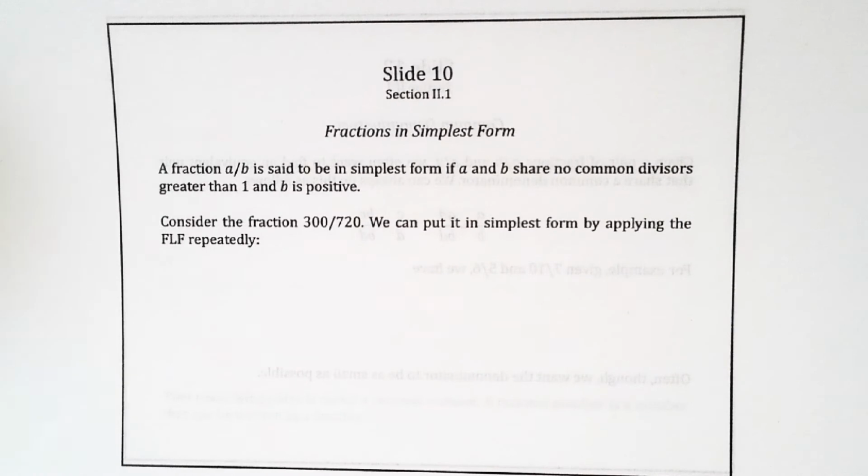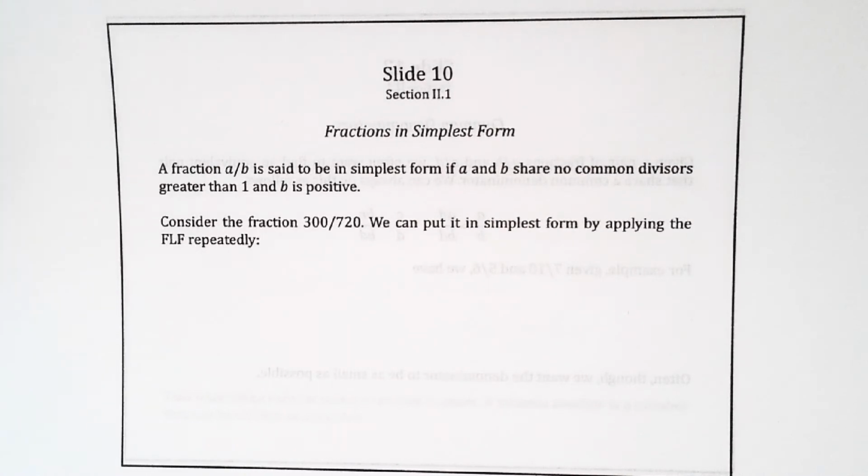So if we have a fraction, maybe we got it from doing some kind of computation, and we want to use it to measure out some oil for a recipe, or cut a board for something that we're making, a table or something, you want to make that work as easy on yourself as possible. So you want to put the fraction in simplest form first. You want to replace the fraction with an equivalent fraction that is in lowest terms or simplest form.